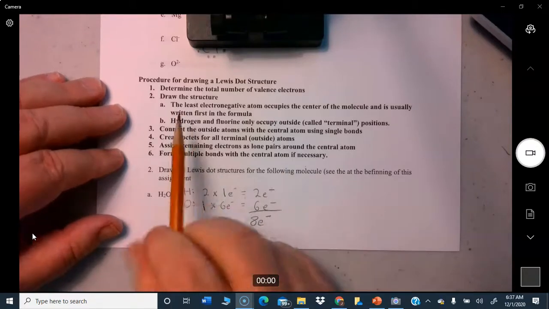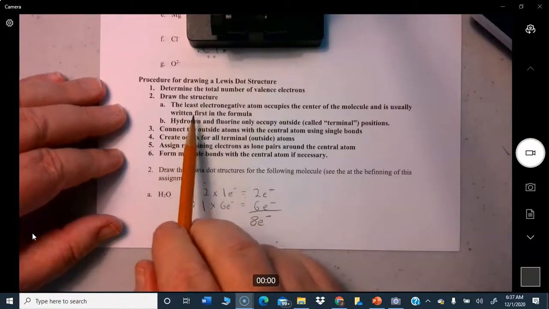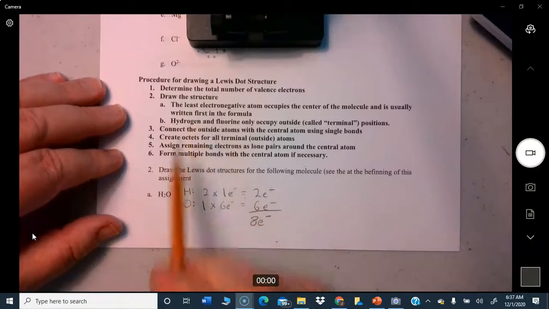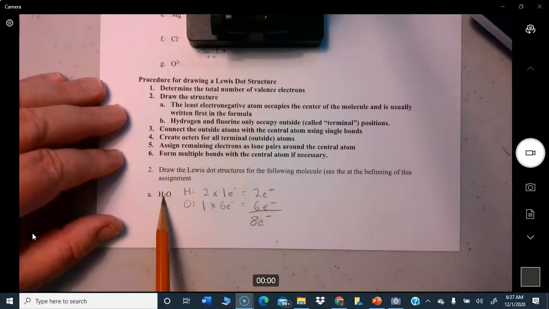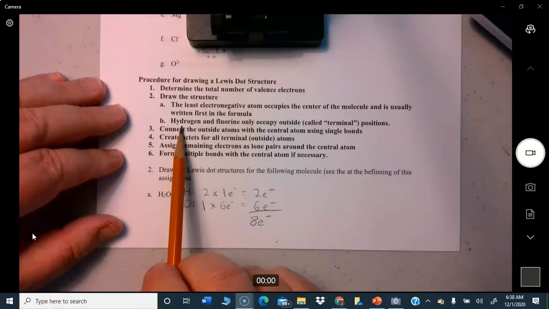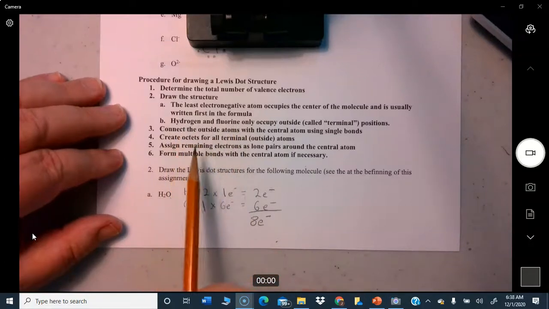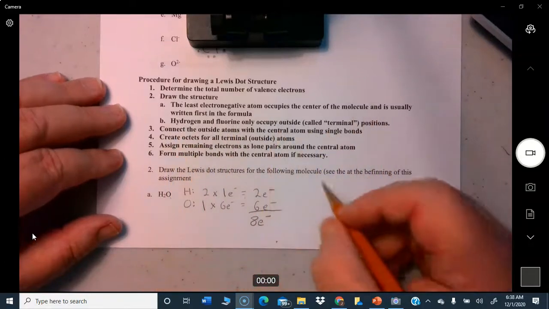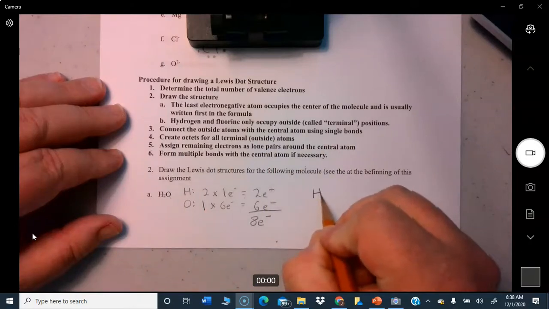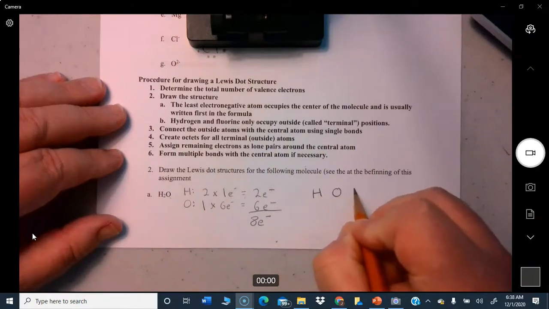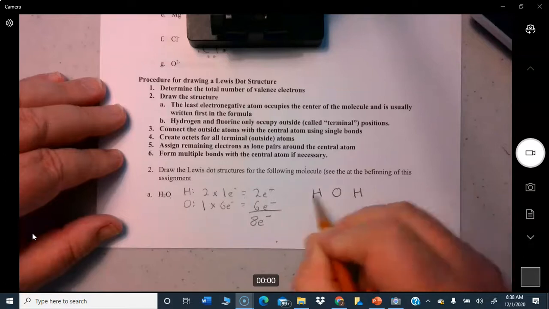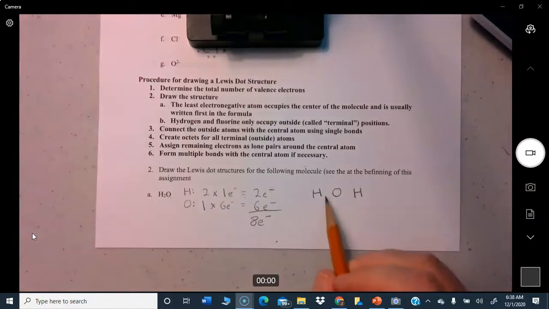Okay. The next rule says draw the structure, least electronegative element in the middle. That would be hydrogen, but it can't be a central atom because rule 2b says hydrogen and fluorine can only occupy terminal positions. So I'm going to draw it like this. I'm going to put oxygen as the central atom. Even though it's higher electronegativity than hydrogen, hydrogen could only form 1 bond in 1 location, so it cannot be central to more than 1 atom. It can't be central at all, in other words.